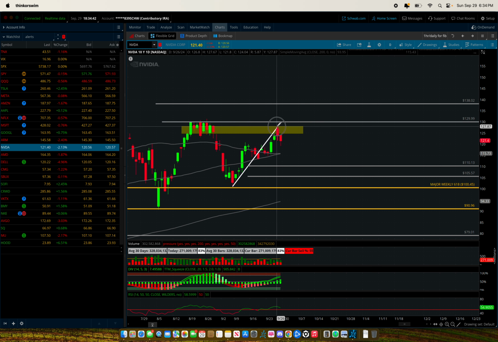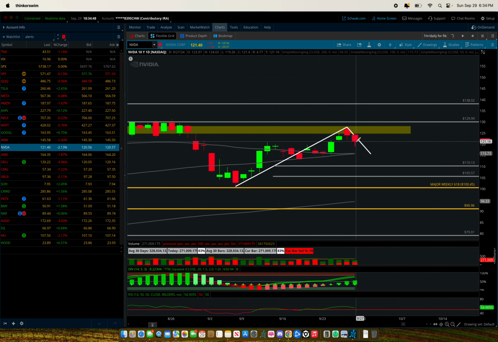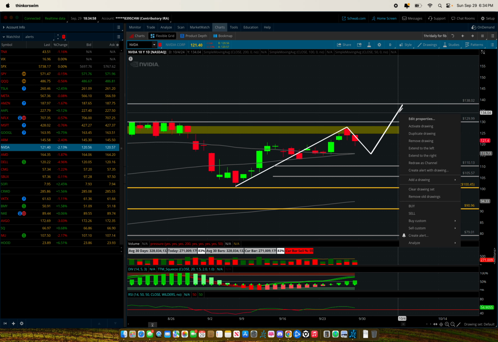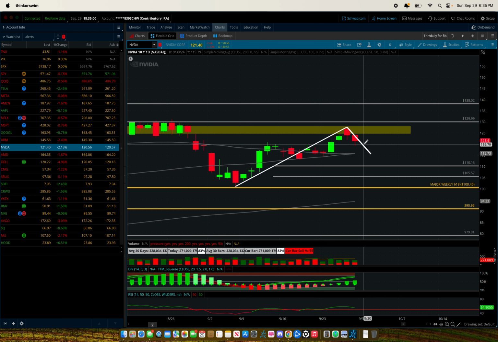We break out, pull back to the SMAs with a quick wick on the bottom of the candle, and then we bounce back towards 125, 127 again, and then try for 130, or even 138. Who knows? Or possibility number 3.